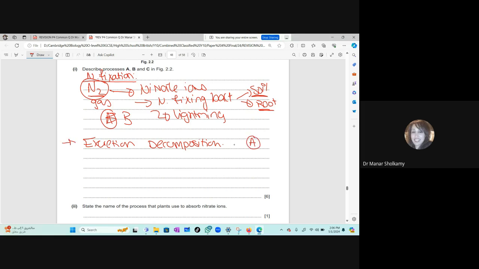Now, what happens? Pay attention. In excretion or decomposition, any waste products or any dead matter will be decomposed by decomposers, bacteria and fungi. They will be decomposed, digested, broken down, whatever. Use the term decomposed, I prefer it. When they are decomposed, they will release proteins slash amino acids. Now, from these amino acids, what do we extract? What is removed from the amino acid?